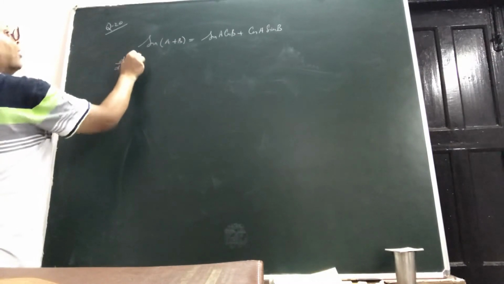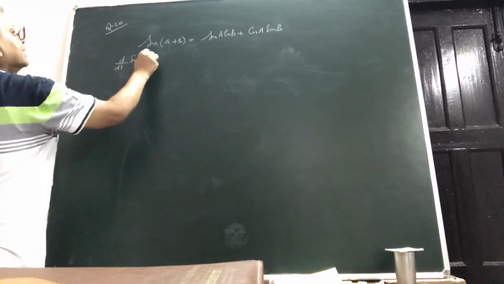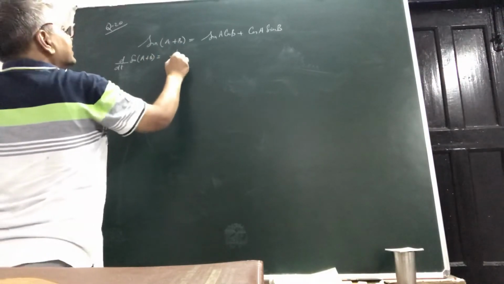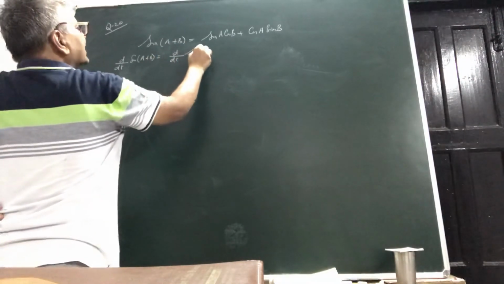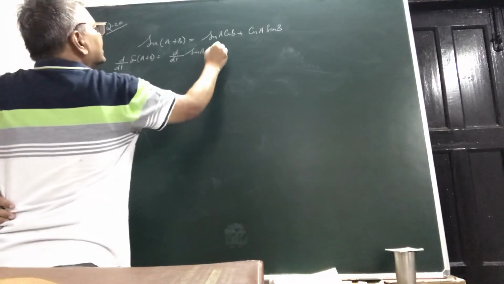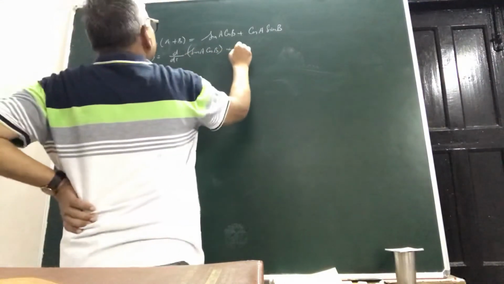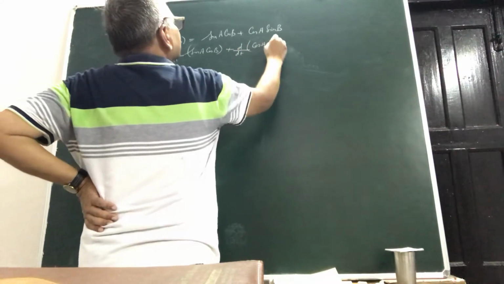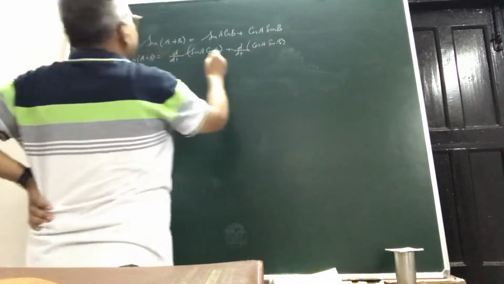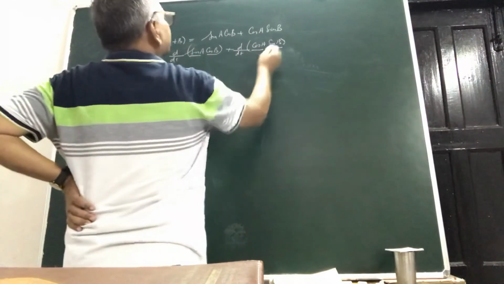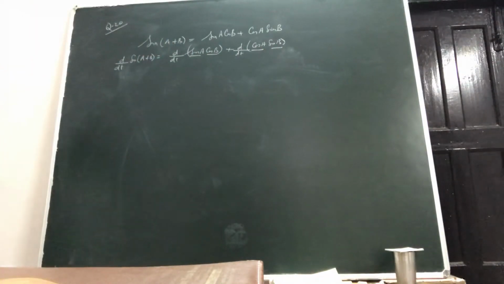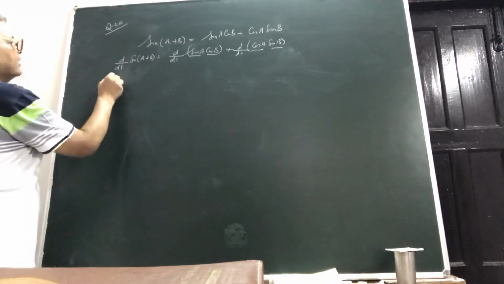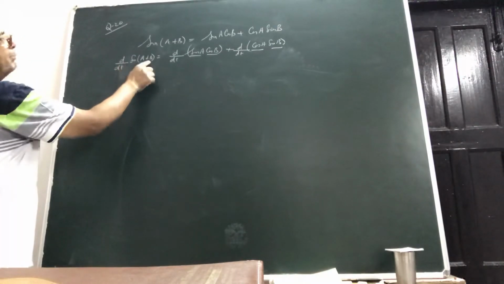Here, d by dt of sine (A plus B). This way you will again get d by dt of sine A cos B plus d by dt of cos A sine B. Each of them is a product of two functions individually, so we have to take care. Now A plus B, you will put, say, P, so this will give you d by dP of sine P.